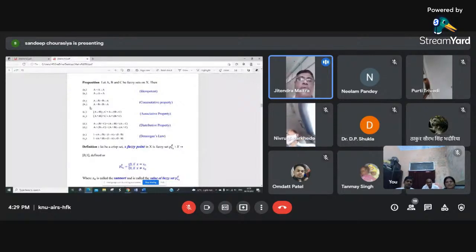Like A intersection B equal to B intersection A, and the union and intersection laws. Yes, the distributive law of union over intersection is also true in the fuzzy set.